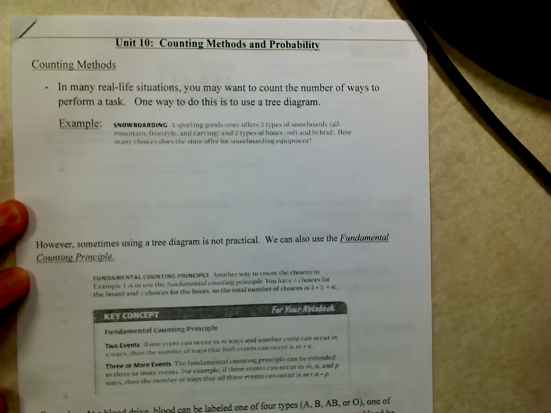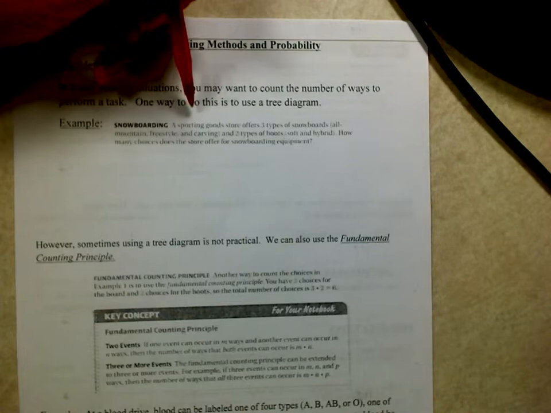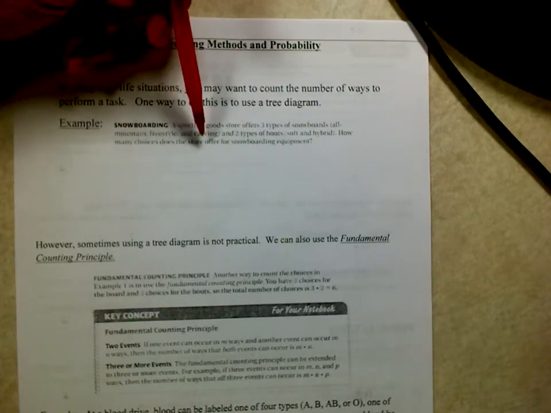So we started Unit 10 today in class, and Unit 10 is dealing with counting methods and probability. What we started with was ways that we can come up with the number of ways to perform a task, or the number of ways that something can happen. One of those ways, if you actually want to see the combinations that you have, is to use a tree diagram. For example, it says the sporting goods store offers 3 types of snowboards and 2 types of boots. How many choices does the store offer for snowboarding equipment?